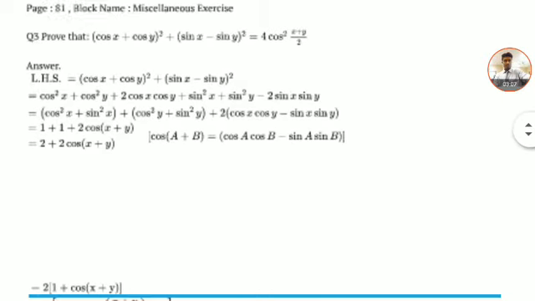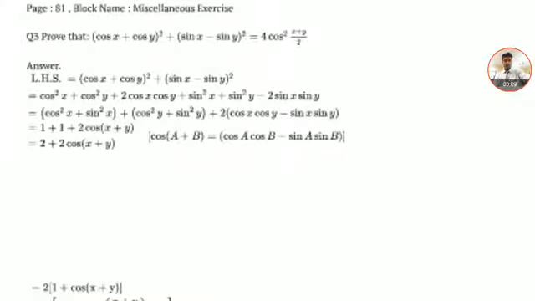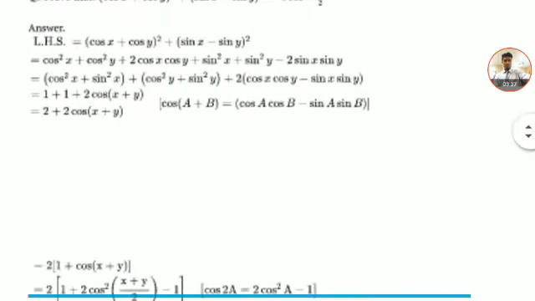Now question number 3: just apply the formula for cos x plus cos y and sin x minus sin y. You can do this, or else you can expand this as they have expanded. It will mean the same. Just apply the formula, or just expand this thing. Cos square x plus sin square x becomes 1, cos square y plus sin square y becomes 1, and 2 cos x cos y will be the formula for cos (x plus y). You see, this is the formula for cos (x plus y).